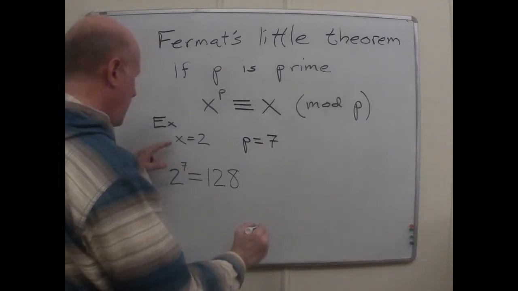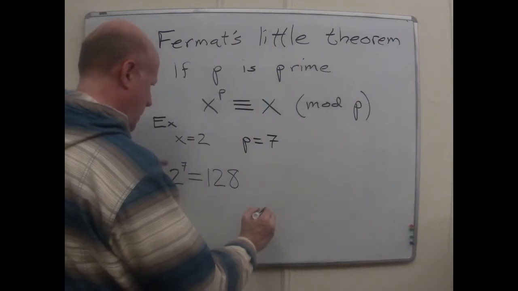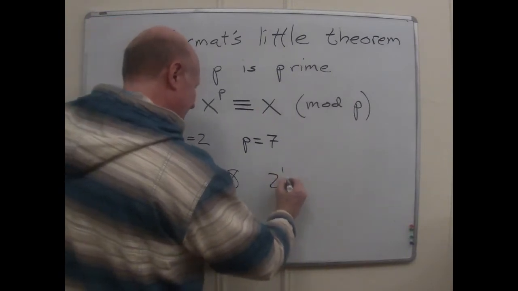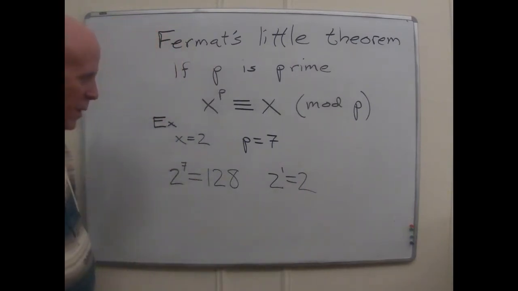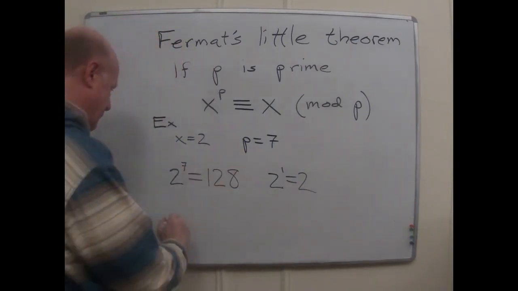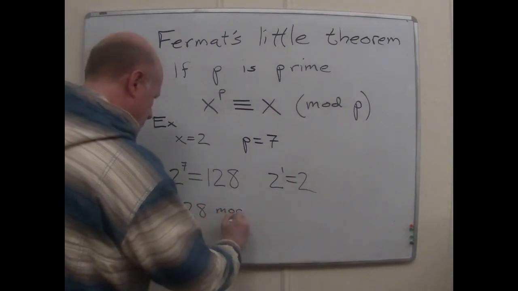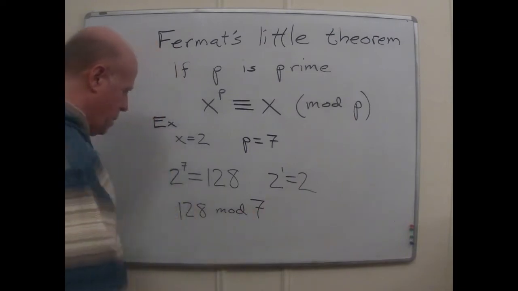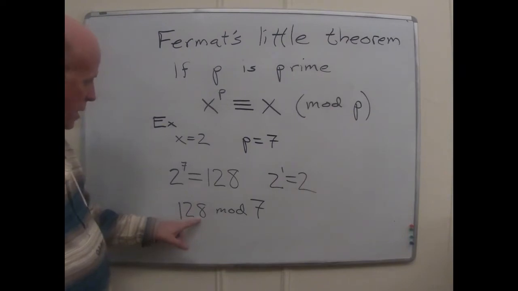All right, and x is 2, so that is 2 to the 1, I guess. That's equal to, well, 2, right? So we're looking at these two numbers and comparing them modulo 7. 128 mod 7. Well, I guess it must be 2. Since I know the answer, that's sort of an intriguing one to check.